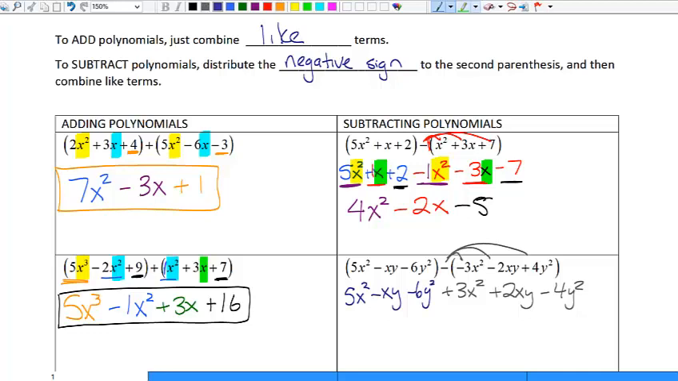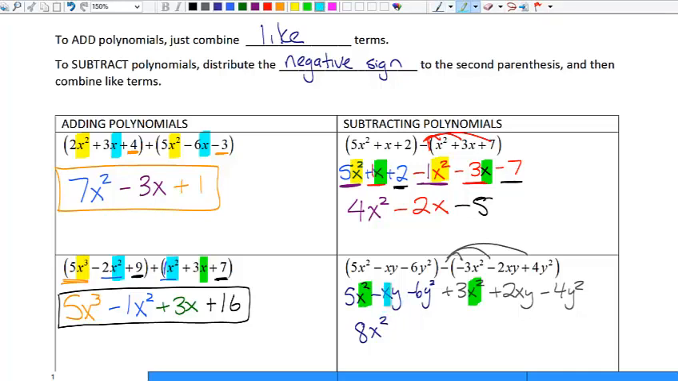Okay, so let's look for like variables. On my first term I have x squared, so I'm looking for another x squared. Once I find their like terms, then I am going to add them. Positive 5 and a positive 3, add them together, you get positive 8. Keep the x squared the same.